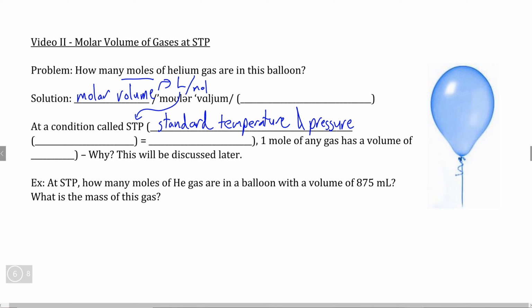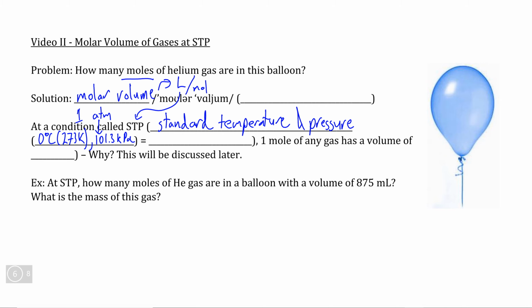Standard temperature and pressure is 0 degrees Celsius, which we use the Kelvin scale for, so 273 Kelvin, and atmospheric pressure, which we can shorten to 1 atmosphere, which using the standard measurement for pressure of kilopascals corresponds to 101.3 kPa. These measurements are not useful right now, but when we learn to calculate gas volume in more detail, they will come up again.